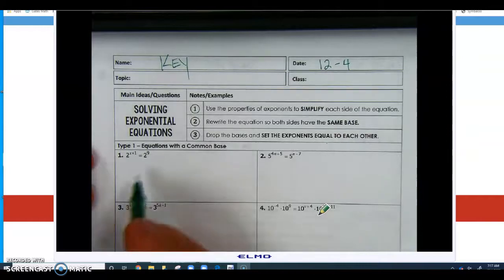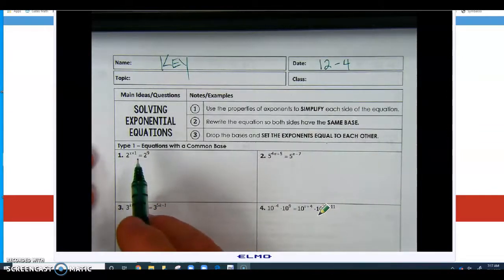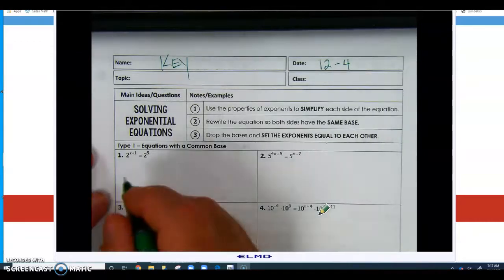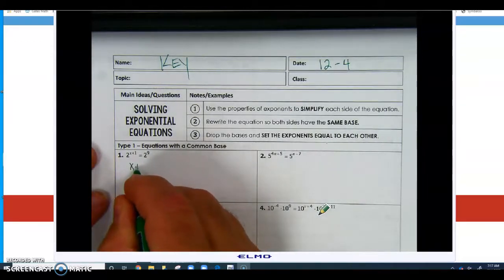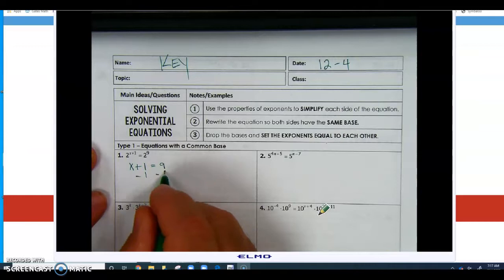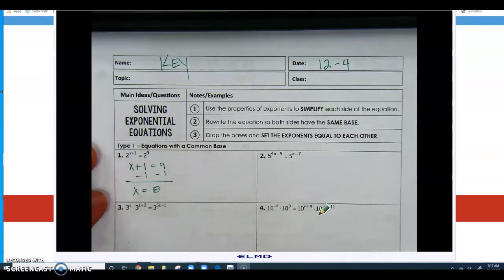All right, so step 1 is done. I can't simplify either side here. Step 2 is done because I have the same base on both sides. So all I have to do is step 3, drop the bases and solve. Okay? So x plus 1 equals 9. It is that easy. Now it's going to get a little bit harder as we go down the page because they're not going to do steps 1 and 2 for us.